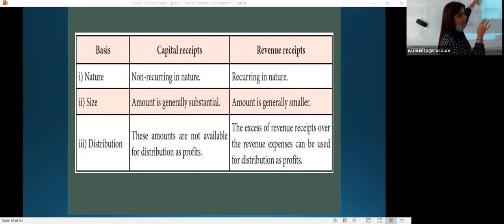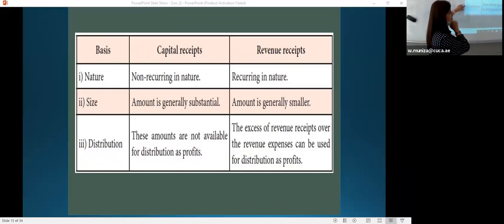Size. Normally and generally, the size of capital receipts is large. The amount which we receive as the capital one is substantial, is a large amount. Whereas the receipt which we receive as a revenue one generally has a smaller size.